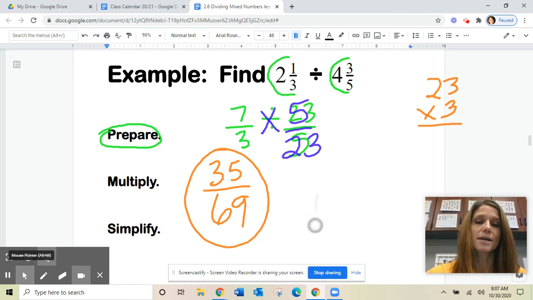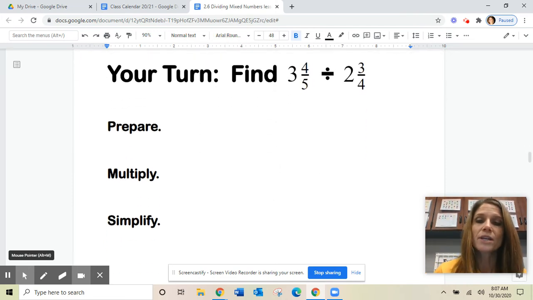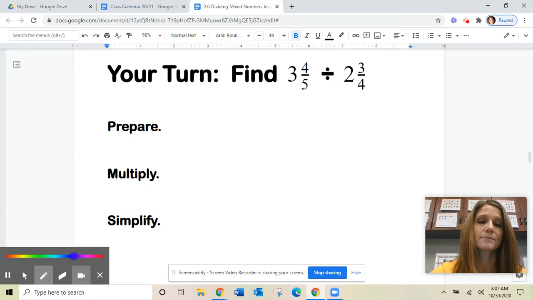Let's give you one to try. We'll pause the video while you find 3 4/5 divided by 2 3/4. Set it up in preparation, then multiply and simplify. So let's check and see how you did.